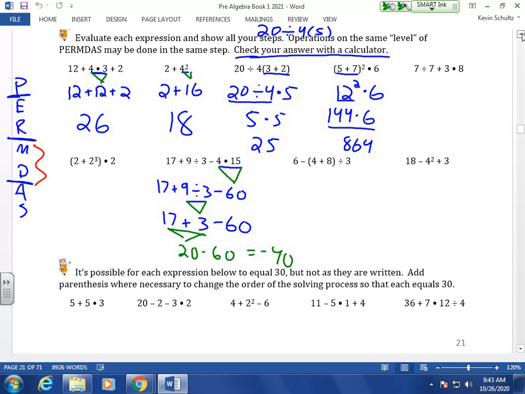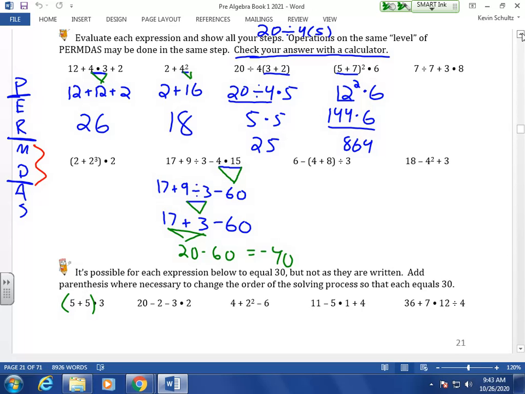So your job is to add parentheses where necessary to change the order of operations so that they do equal 30. So in 5 plus 5 times 3, how do I need to change the order of operations to make that expression equal 30? Carly? Right. If I want this to equal 30, I've got to add 5 and 5 first, instead of multiplying 5 and 3 first. But the only way I can do that, mathematically, is to put parentheses around the 5 and 5. Because now this expression says 5 plus 5, which is 10, 10 times 3 will equal 30.